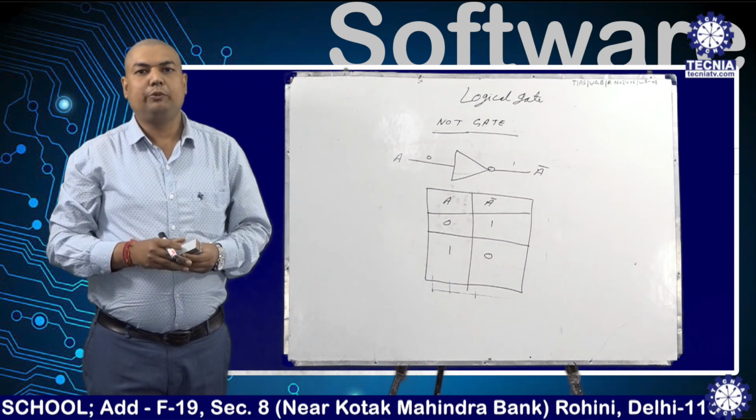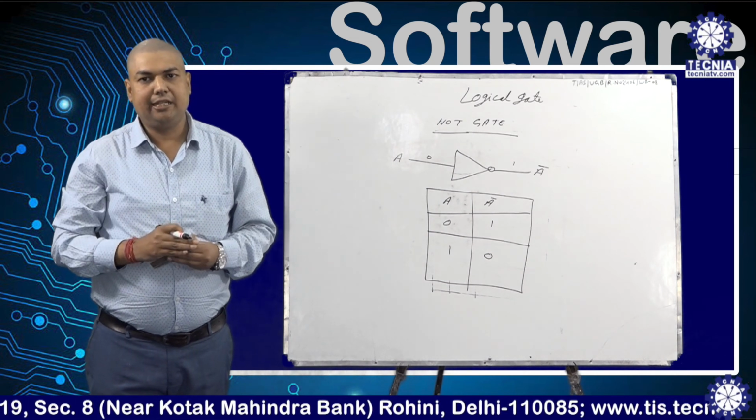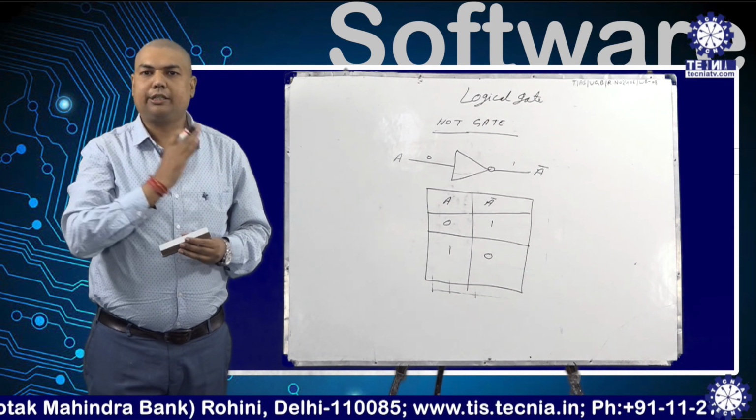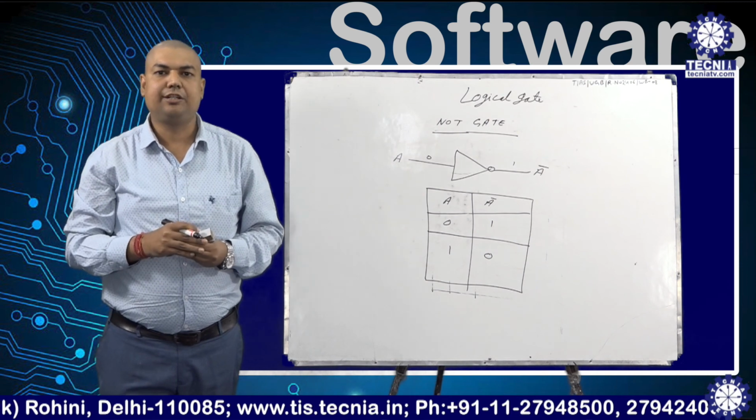In this lecture, we mentioned all three basic gates. First, the AND gate. Second is your OR gate. And third is the NOT gate. So I hope you understand the first basic logical gates.